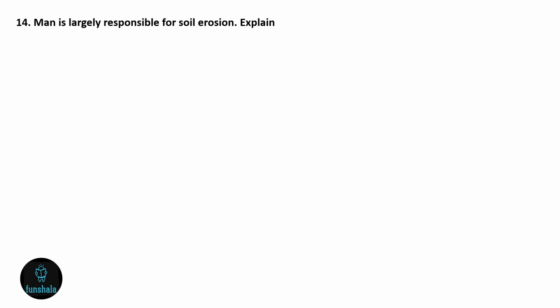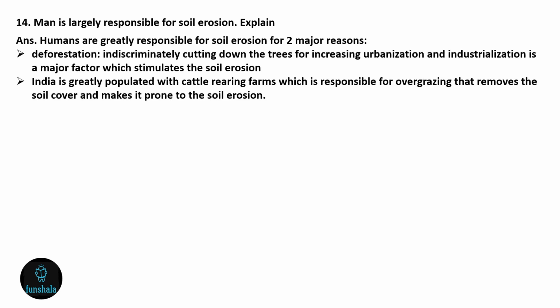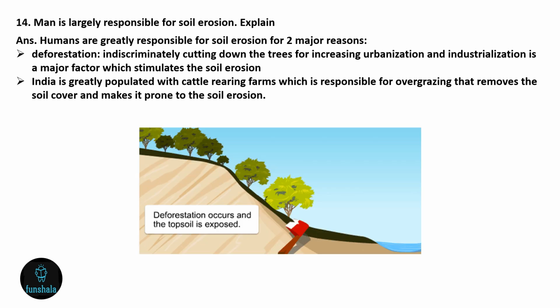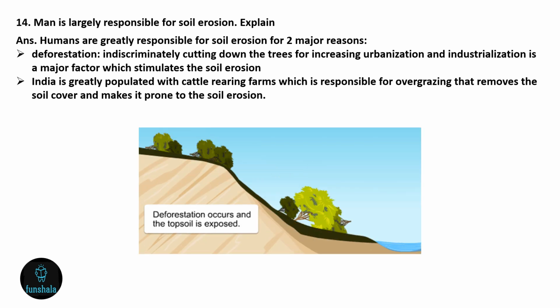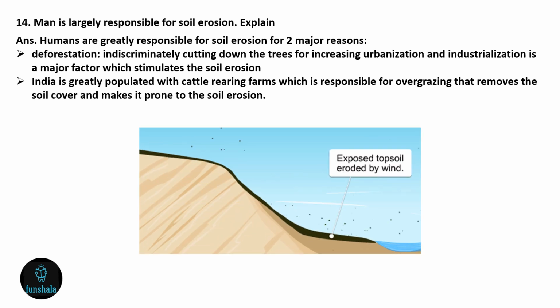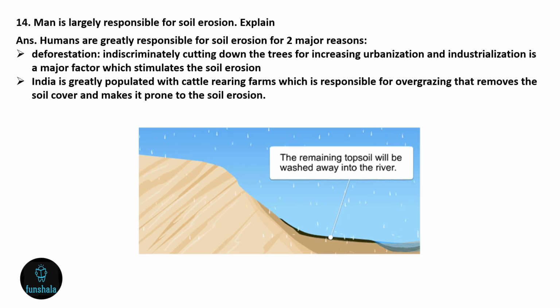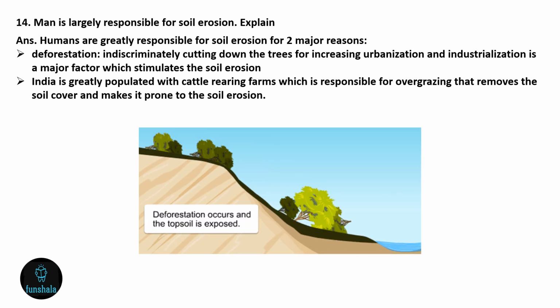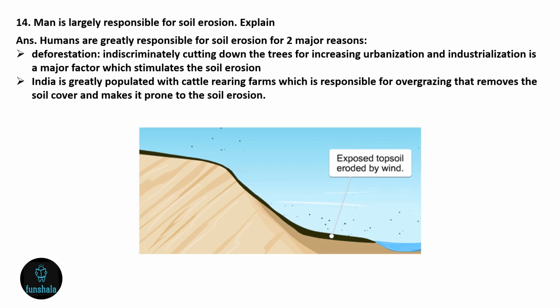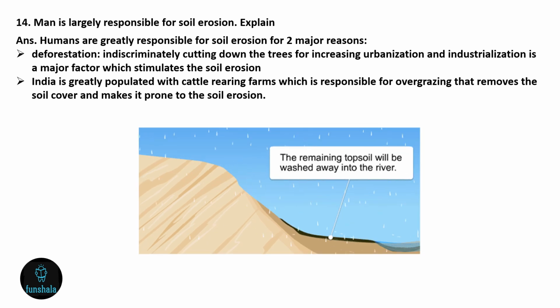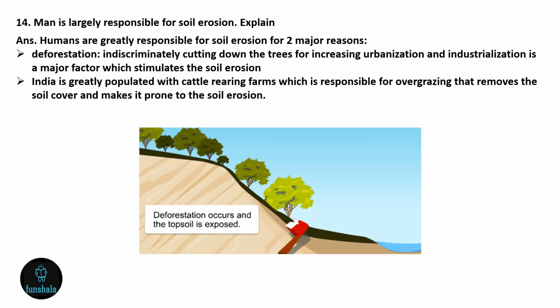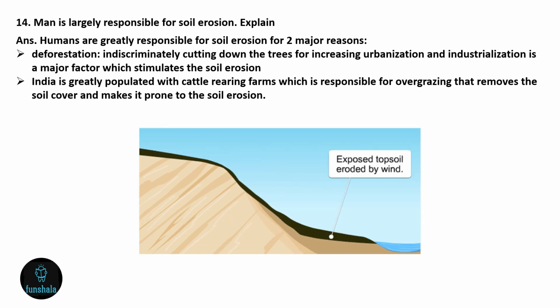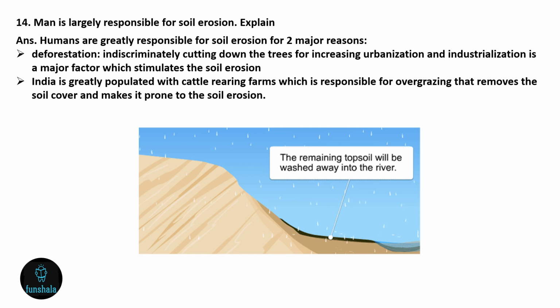Question number 14. Man is largely responsible for soil erosion. Explain. Humans are greatly responsible for soil erosion for two major reasons. Deforestation: indiscriminately cutting down the trees for increasing urbanization and industrialization is a major factor which stimulates soil erosion. Secondly, India is greatly populated with cattle rearing farms, which is responsible for overgrazing that removes the soil cover and makes it prone to soil erosion.